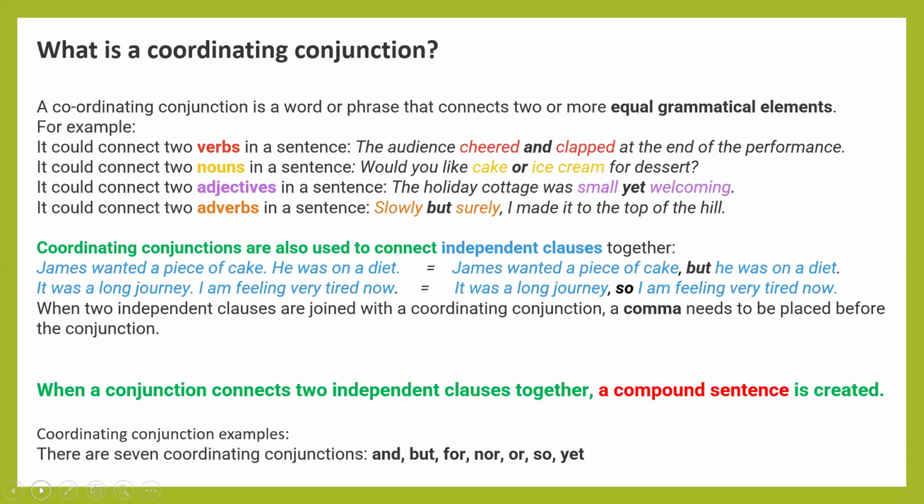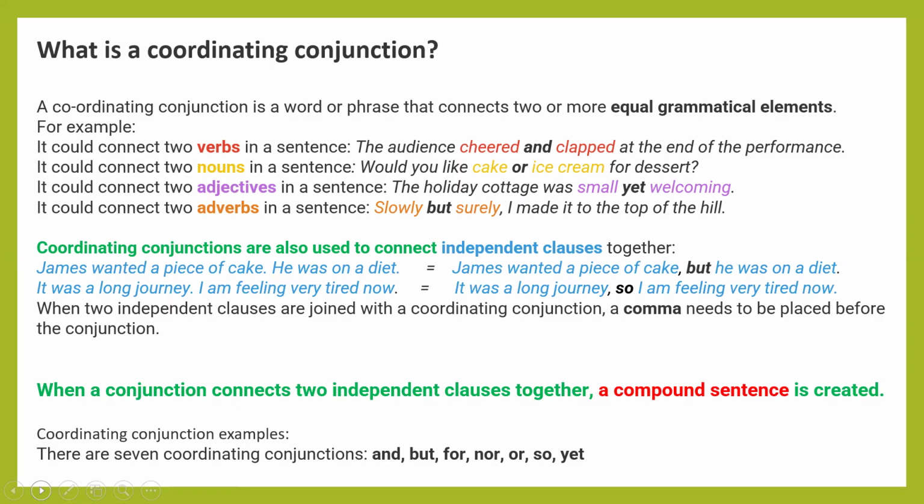Look at the example for two verbs. The audience cheered and clapped at the end of the performance. In this, cheered and clapped are two verbs. So here, and is a coordinative conjunction which is connecting the two verbs, cheered and clapped. So the coordinative conjunction used here is and, adding two verbs.